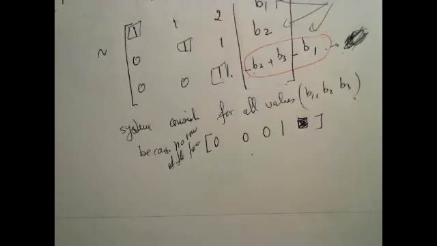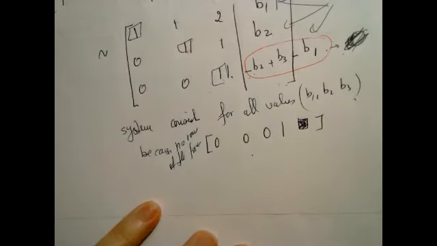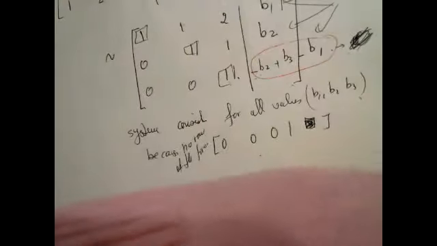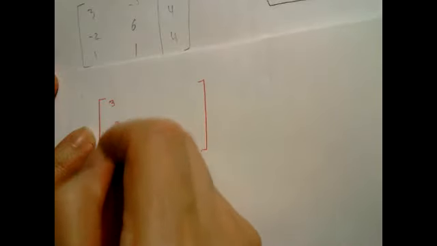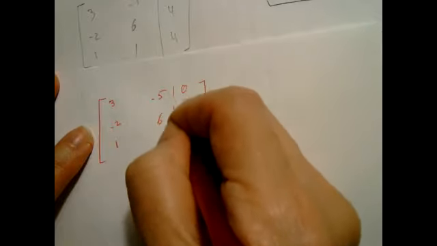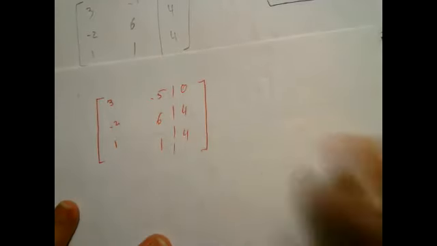My real question, I think, was, does the 0 make a difference? Okay. You know what? Let's do it together. So suppose you have this, and we're going to reduce it. Solve for it. 3, minus 2, 1, minus 5, 6, 1, 0, 4, 4. How would you solve it?